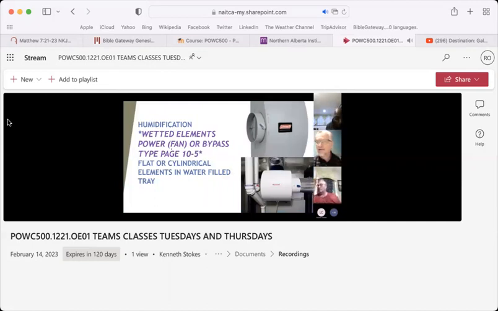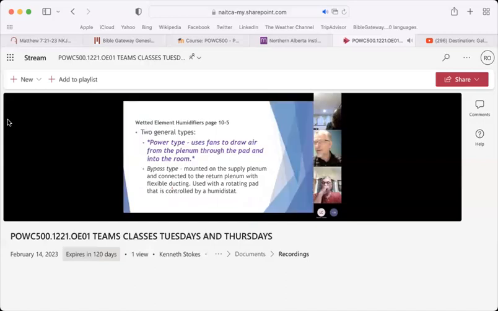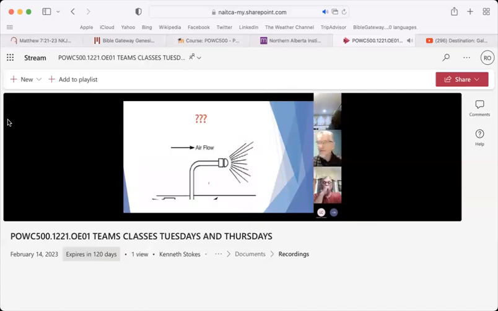Wetted element type humidifiers have a fan or bypass type, so they can be connected from the return air to the supply air across the furnace, and air will flow through and pick up moisture from flat or cylindrical elements also in a tray. So part of this will fill with water and evaporate water into the airstream. Wetted elements have 2 types. They have the power type, the fan, or the bypass type, simply connected across return air to supply air.